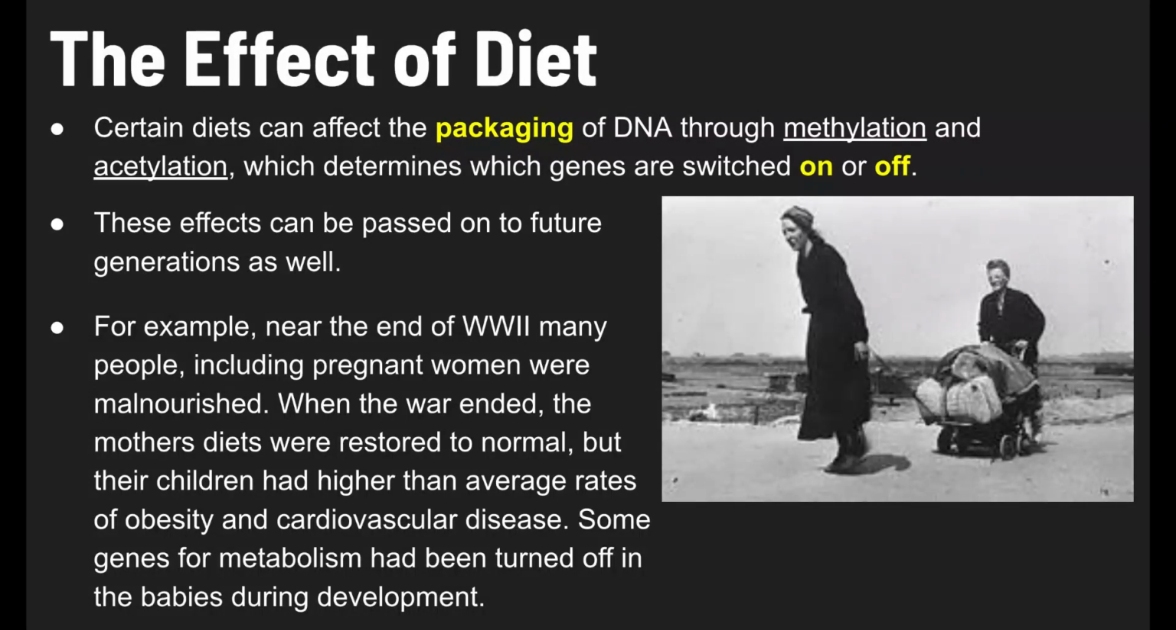So, to sum up, we've seen how environmental factors like temperature, the presence of other organisms, altitude, and diet can actually affect the phenotype of an individual and even the individual's offspring.